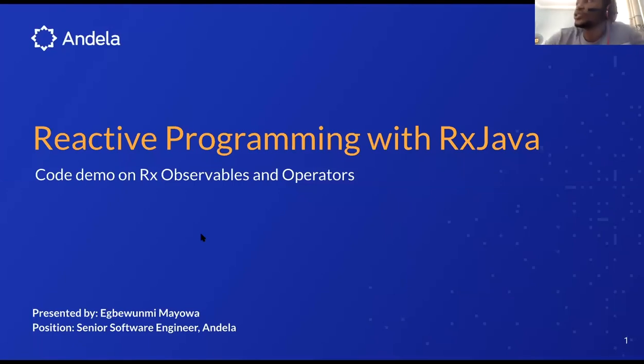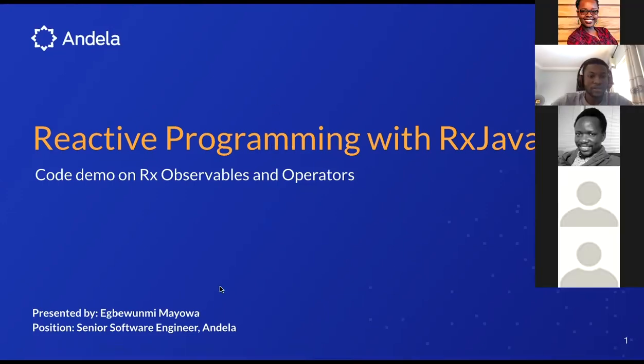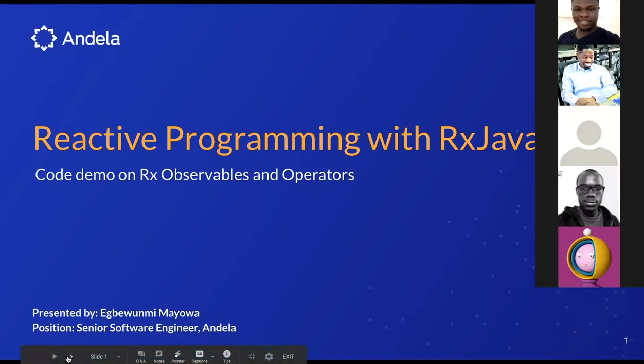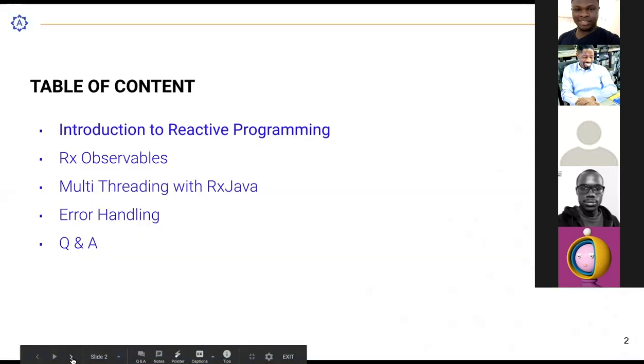The way this session is going to go is I've prepared a few slides, but a lot of it is going to be around the code demo, showing what the output looks like, what the code looks like, and what it means in practicality. If there's any question, feel free to drop it in the chat, and I will attend to them. This session is on reactive programming, and we'll be talking about Rx observables, operators, and then the code demo.